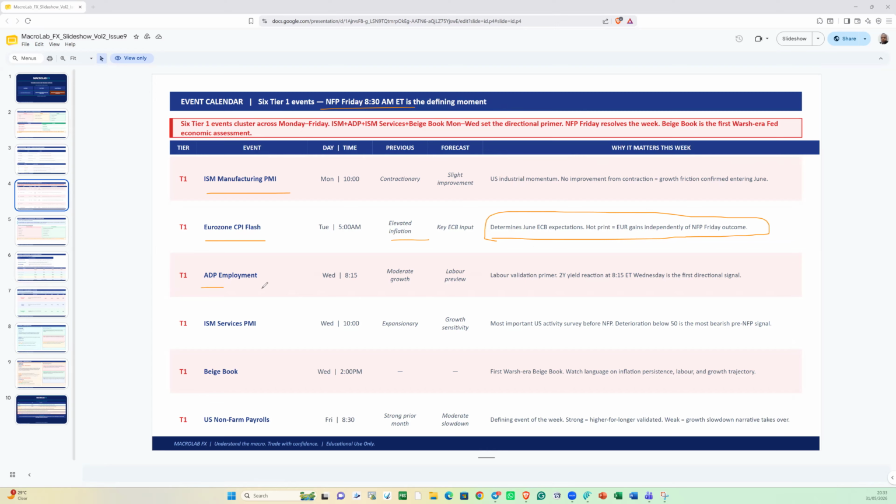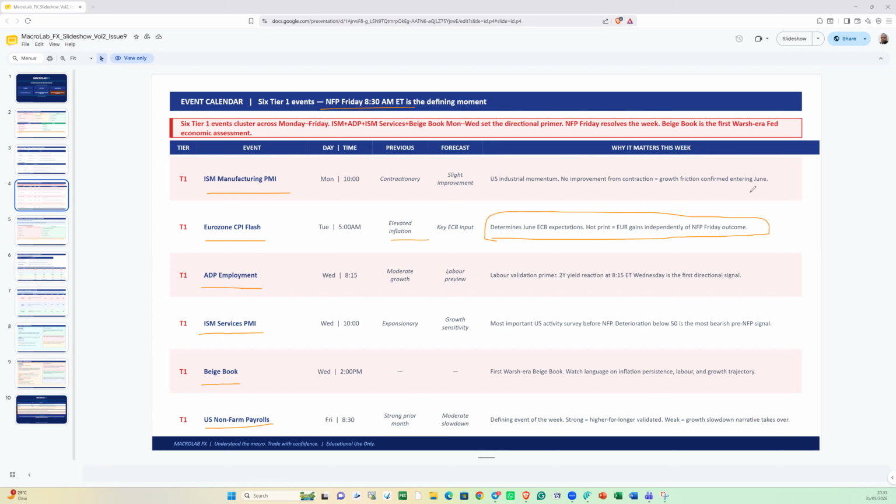I don't think we have ADP this week. Do we? I don't think we have ADP, but it's been captured here. Yeah, we have ADP. You will have ISM services PMI on Wednesday. Then we'll have our Beige Book on Wednesday. Then we'll have our US Non Farm Payroll on Friday. So these are the weekly events we have for the week.